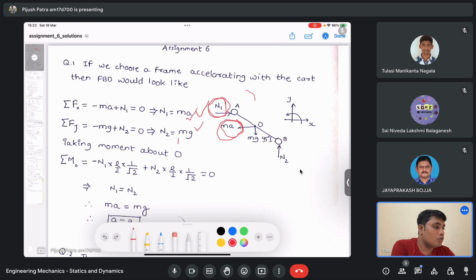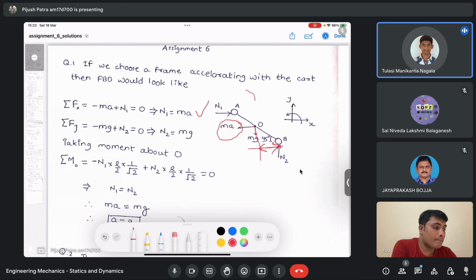So it should be only this direction. Sorry, if I take a moment about this, it should be this direction. So this is L by 2. Fine. So what is this distance? L by 2 into L by 2 cos 45.